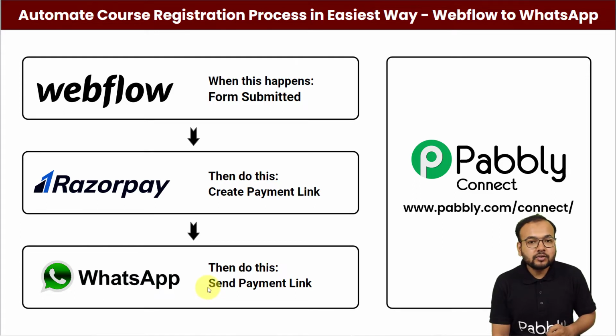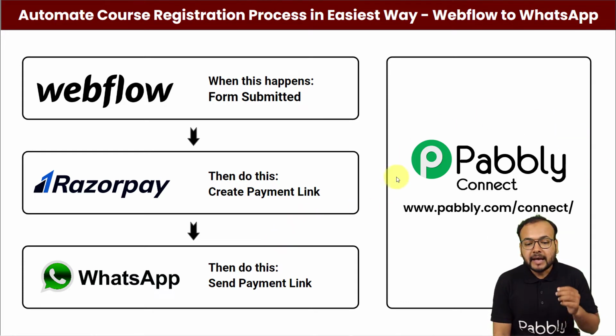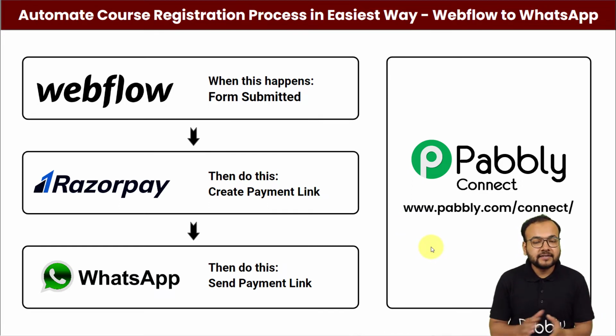So guys, here you do not have to manually see the details of the student, you do not have to manually create a payment link, and you do not have to manually send that payment link on WhatsApp. So it will save an immense amount of your time and energy, and it will improve your productivity as well. So guys, here we are using Pabbly Connect application to set up this automation, and anyone can set up this automation very easily without any coding skills or programming knowledge. So guys, now let's start setting up this automation together.